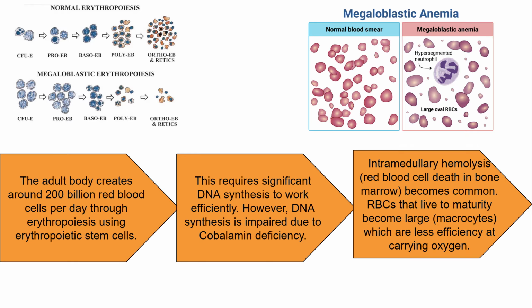Due to the decreased DNA synthesis in cobalamin deficiency, something called intramedullary hemolysis can become more common than not, which is red blood cell death in the bone marrow. Red blood cells that do manage to live to maturity become large and misshapen, and often they don't successfully eject their nucleus. If you remember the fat water boy analogy from the folate video, it's like how a fat water boy in sports is going to have trouble getting you the resources you need before the next play.